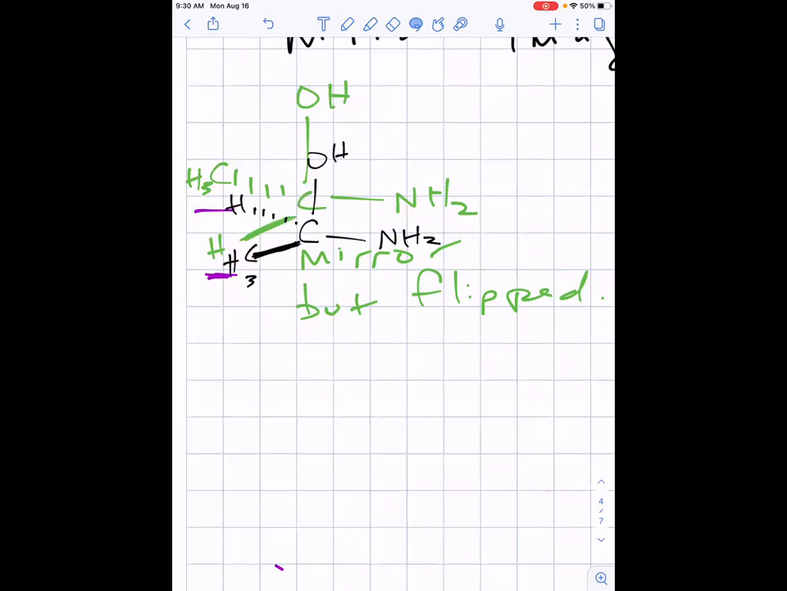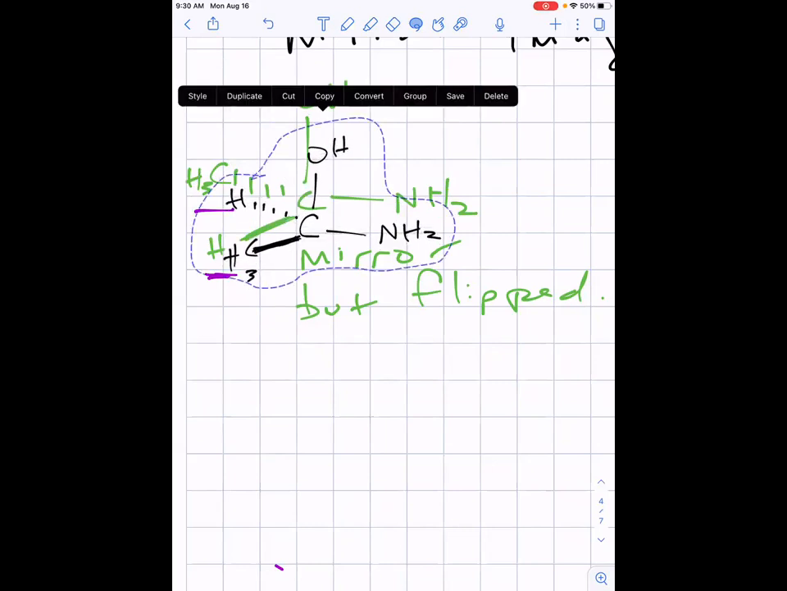If I tried to lay this on top of the other one, the black one on top of the green one, the black is the original image, the green is the mirror image. You see how the CH3s and H's are off, even though the OH and the NH2 line up. I can't line everything up. And if I can't line all the atoms up, then that means that it is a chiral center. If I can line them all up, then it's not a chiral center.